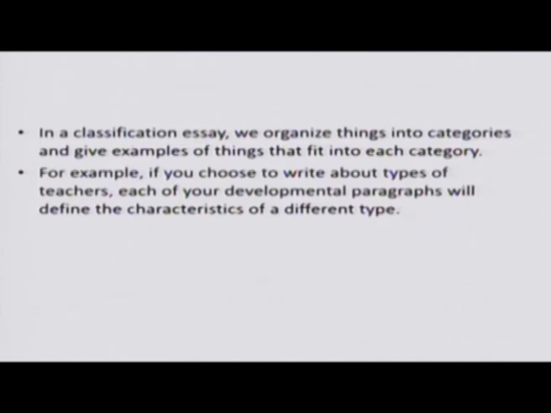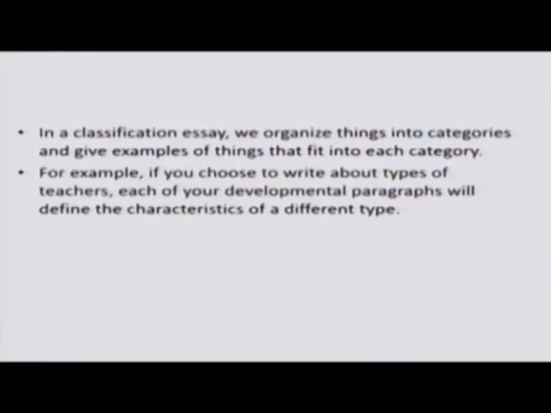So, in classification essay, we organize things into categories and give examples of things that fit into each category. Particularly, if you are dividing the topic into its kinds, say how many kinds of movies are there. So, you have made categories, so that is not enough. If you give examples, that classification becomes very easy to understand. Let us look at an example here. So, you are say writing about types of teachers, and then you will have an introductory paragraph, which is your thesis statement and introduces 4 or 5 whatever the kinds you are making here, and then your developmental paragraphs will deal with those categories you have made, and they will also include examples.